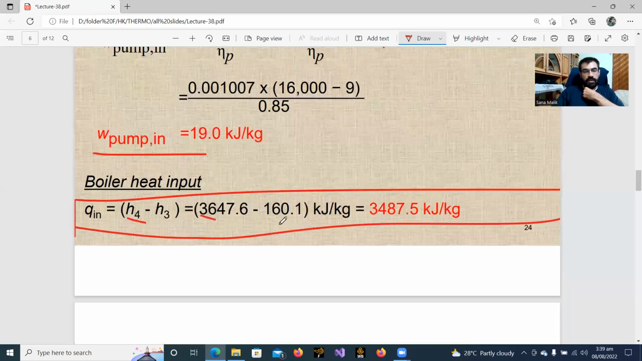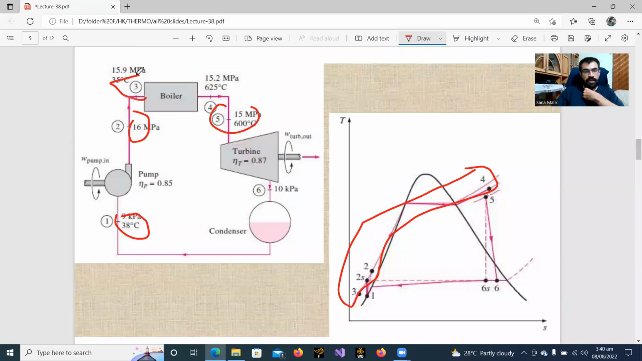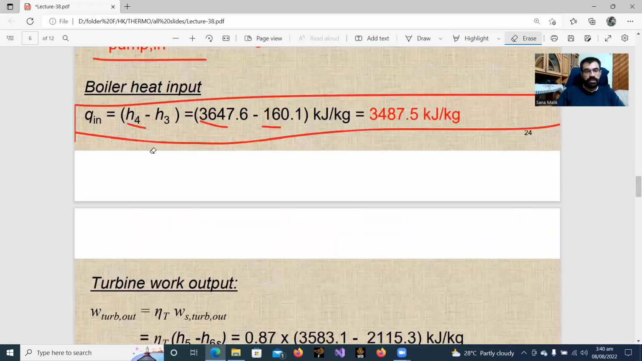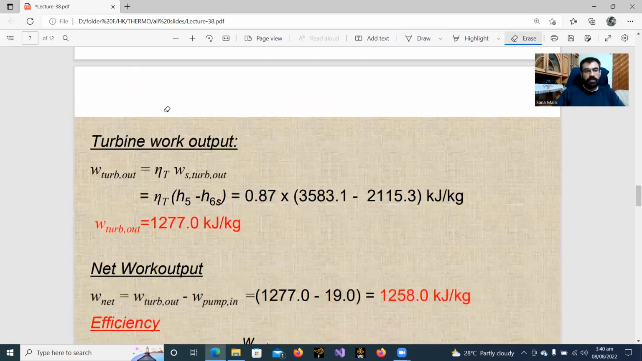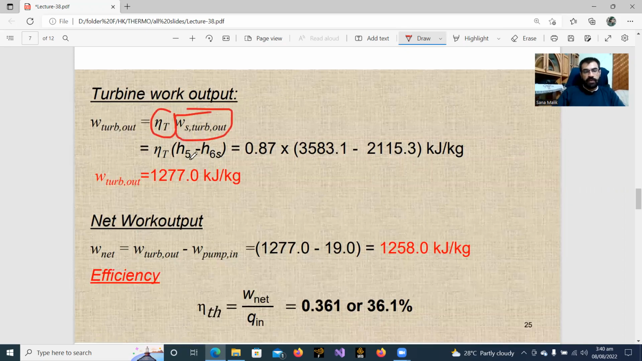This is H4, H3. So we will find out H3 by the given points here. This is our pressure. Pressure and temperature at state 3 are given, so we will find enthalpy at state 3. For turbine work output, in the pump we divide by the efficiency which is given, and in the turbine we multiply it with the efficiency. So this is turbine work output H5 minus H6, and this is efficiency of turbine.